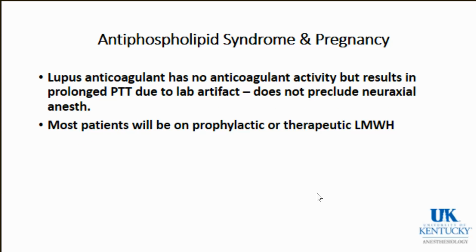The other thing to keep in mind is the lupus anticoagulant. It's a sort of a misnomer. It does not have any anticoagulant activity. It does result in a prolonged PTT, but that's like a lab artifact. So if you know they have the antiphospholipid syndrome, they have a prolonged PTT, everything else is normal, you can do neuraxial anesthesia in those patients.